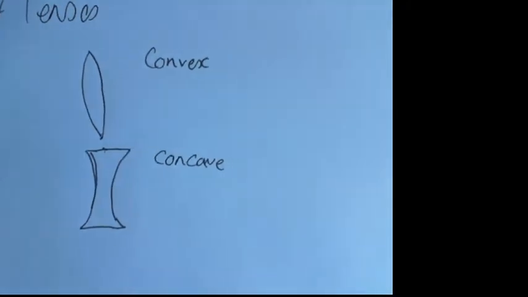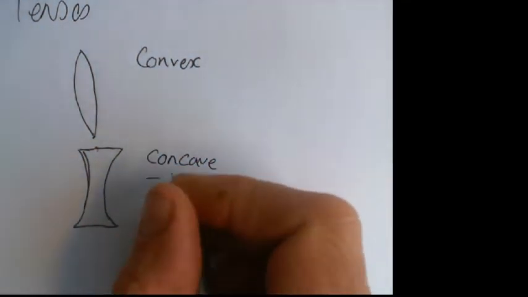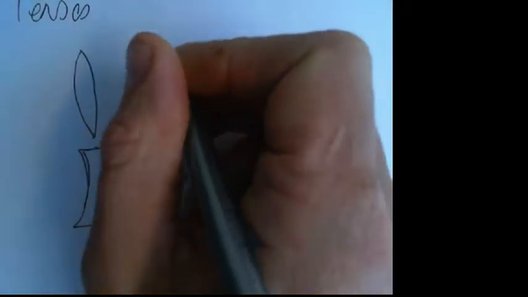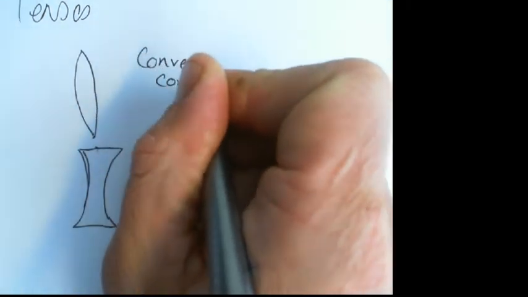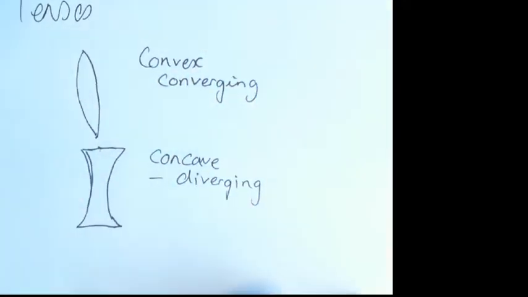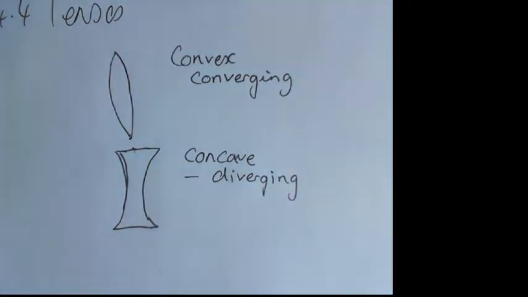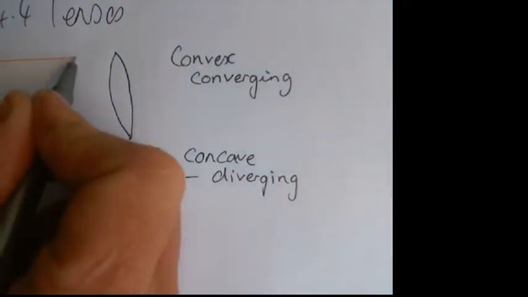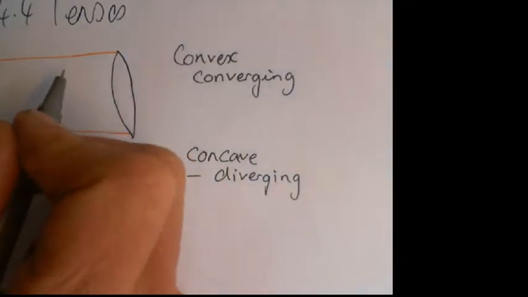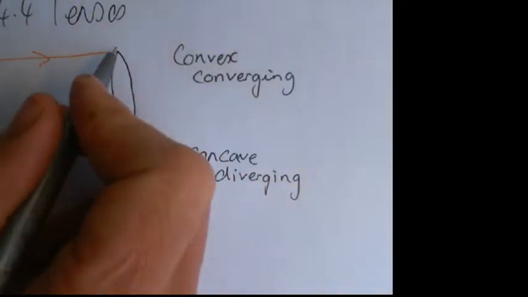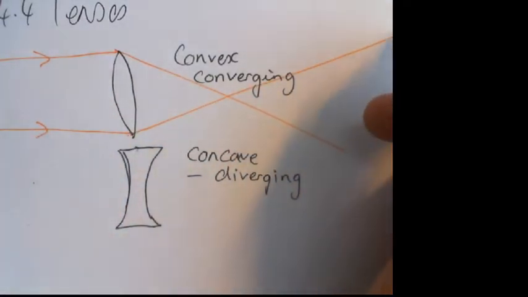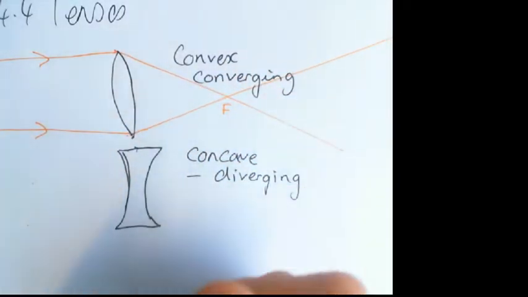And concave means diverging, and convex means converging. Diverging and converging. So if you imagine the light coming in to the top of the lens, and you imagine the light coming in here, okay, so that's your light. When it gets to this lens, it gets refracted inwards. When it gets to this lens, it gets refracted inwards, and that's known as the focal point.